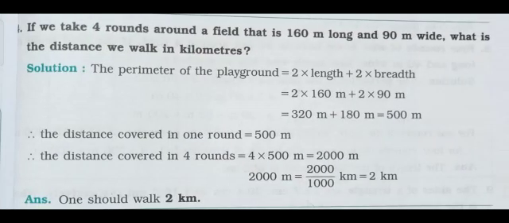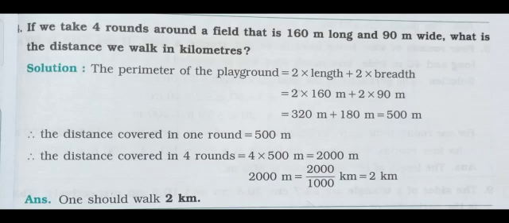The fourth one: if we take 4 rounds around a field that is 160 meter long and 90 meter wide, what is the distance we walk in kilometers? First we will see, if we take 4 rounds around a field that is 160 meter long and 90 meter wide. Long and wide, that is length and breadth. So first we will find out the perimeter of that field.